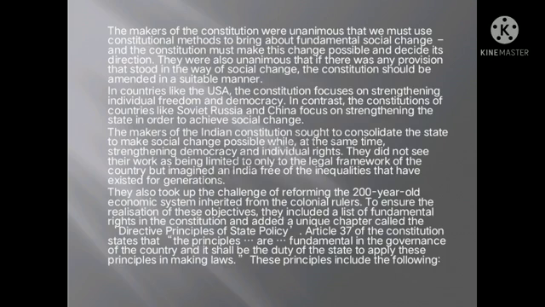The makers of the Constitution were unanimous that we must use constitutional methods to bring about fundamental social change, and the Constitution must make this change possible and decide its direction. They were also unanimous that if there was any provision that stood in the way of social change, the Constitution should be amended in a suitable manner.